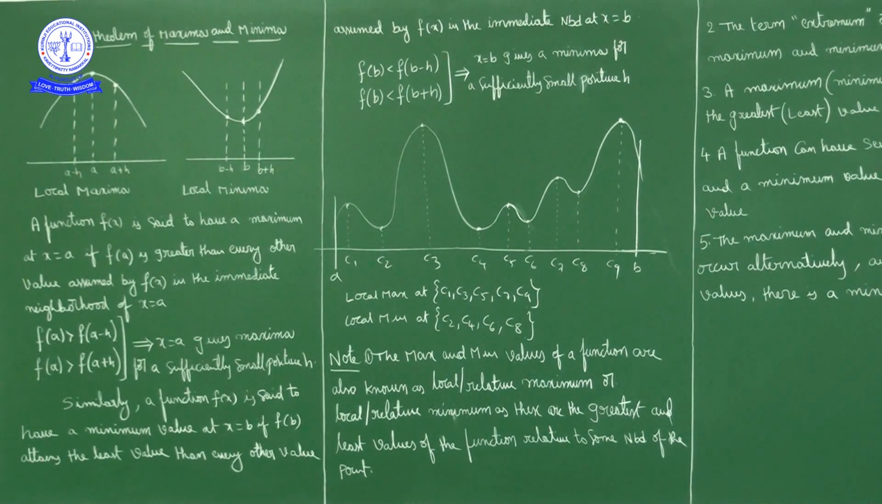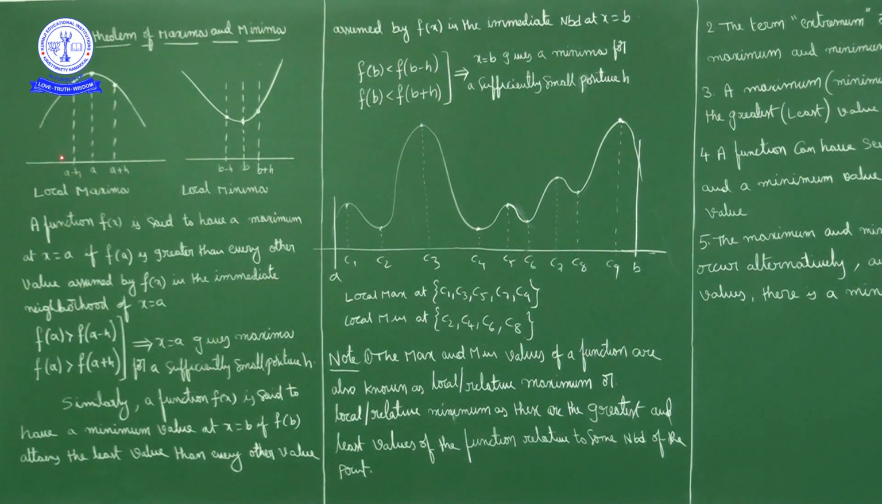Now here I draw two graphs. y equal to f of x graph, here between a minus a to a plus a. In the interval minus a to plus a, if you see, this is the graph of y is equal to f of x.